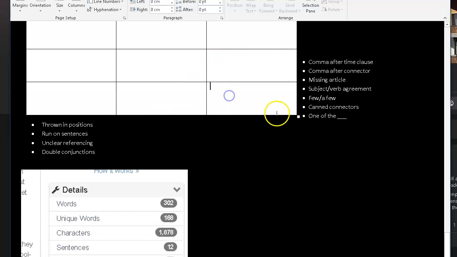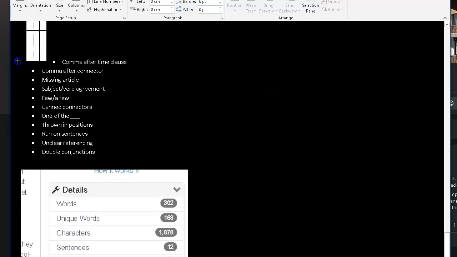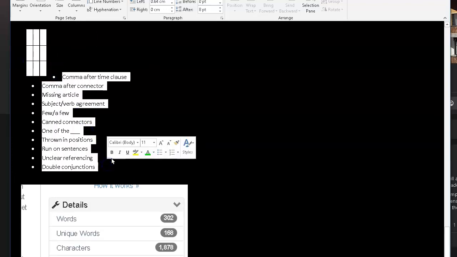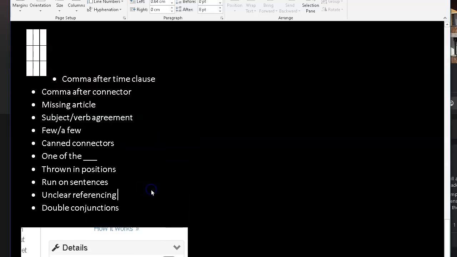I was going to do a little bingo thing. That would be kind of cruel. They are: comma after a time clause. When you start a sentence with a time clause, you need to have a connector, a comma after it. Commas after connectors, like cohesive devices.